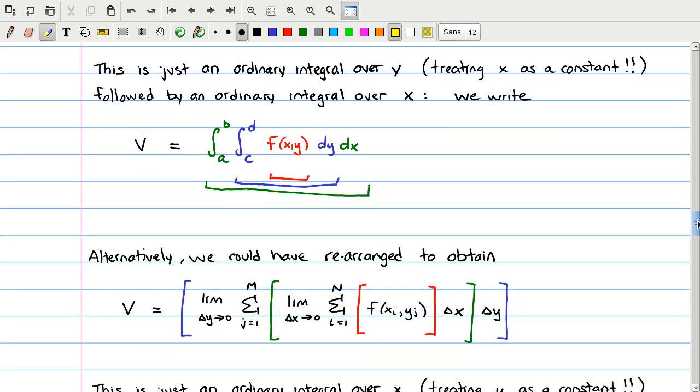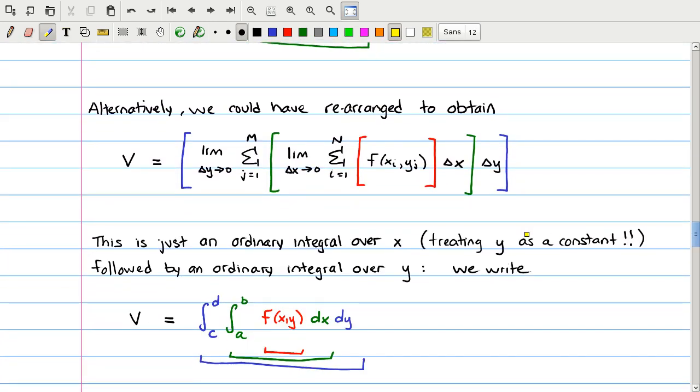Or, we could have rearranged things differently. We could have pulled the limit delta y going to 0 out to the far left, then the sum over j, then the limit delta x, then the sum over i, then f, then delta x, delta y. This is just a different rearrangement of all the terms in the first thing. Now we have an integral over x holding y constant, followed by an integral over y holding x constant. I mean, x will have already been eliminated, so followed by an integral over y.